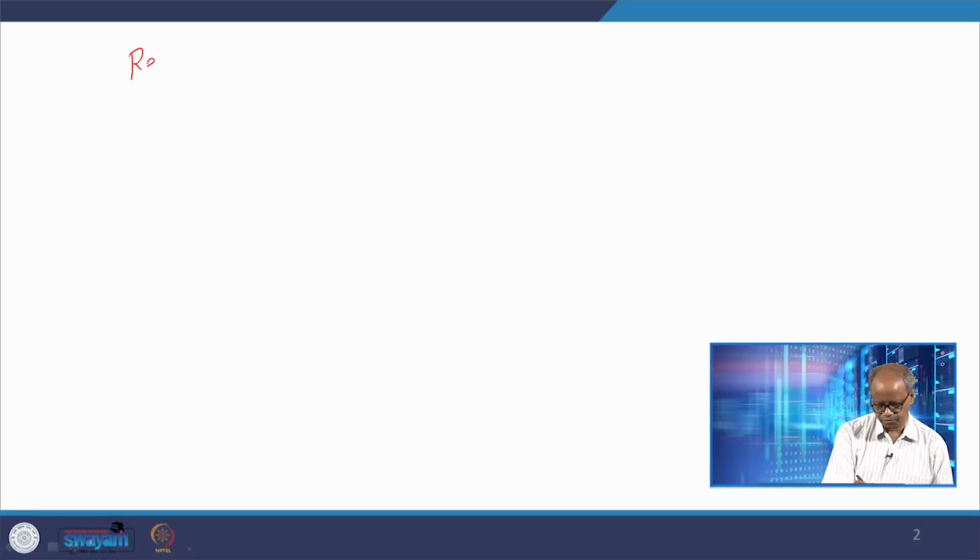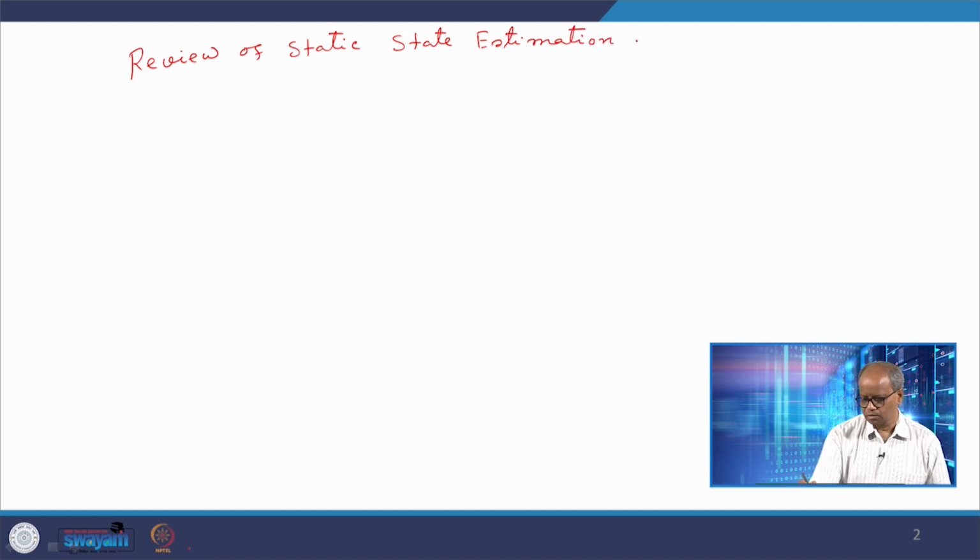But here we will first recapitulate the basic method as well as the basic equations, and after we review the basic methods along with the basic equations, we will then see how to apply this method for the static state estimation of a three-phase unbalanced power network. So, we will first start with the recapitulation of the static state estimation method. So, we write that review of static state estimation method.